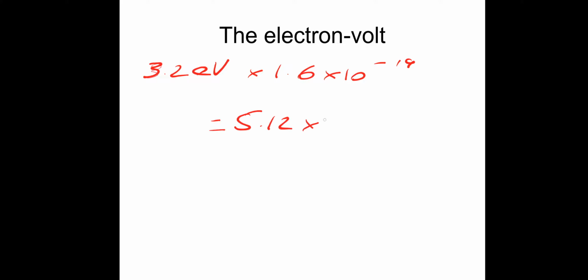Let's say that we had 3.2 electron volts, 3.2 eV, and we needed to convert that quantity into joules. All we do is multiply by the energy for 1 electron volt, 1.6 times 10 to the minus 19, and we get a total energy of 5.12 times 10 to the minus 19 joules. That's very useful to know. You will probably have to utilise that in an examination.